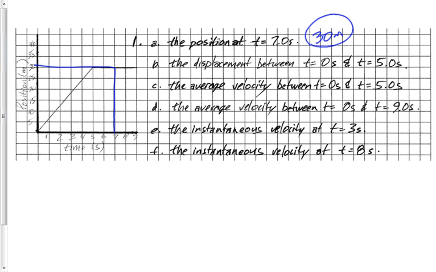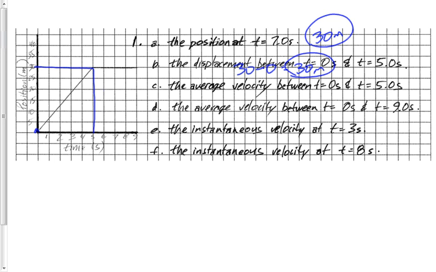The displacement between 0 and 5 seconds. Let's get rid of this line now. Displacement? How do we do that again? Okay, so the final at 5 seconds is 30. At 0 seconds, it's 0 because it goes to the origin. So we'd say the displacement there is 30 minus 0 is 30 meters.